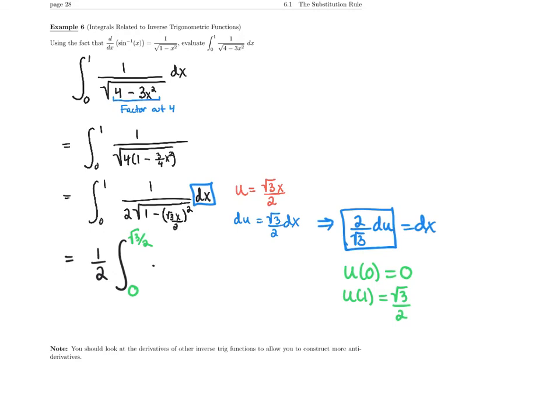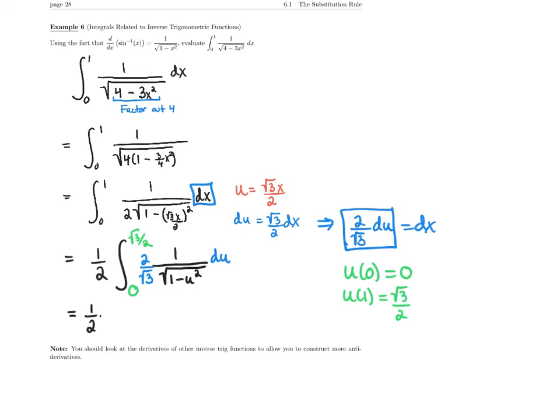Okay, now we have changed everything over to u's. So the dx is 2 over root 3 du. So notice I've replaced the dx with 2 over root 3 times du. I still have this 1 here. And now I have the square root of 1 minus u squared. So how does that help us? Well, this expression right here looks exactly like the derivative of inverse sine of u. Since we're doing an antiderivative, then my answer is going to involve inverse sine of u.